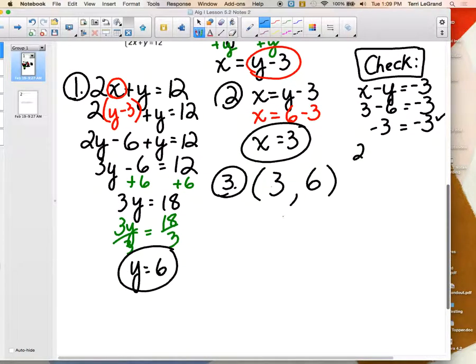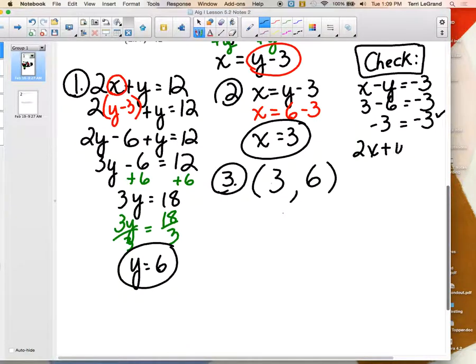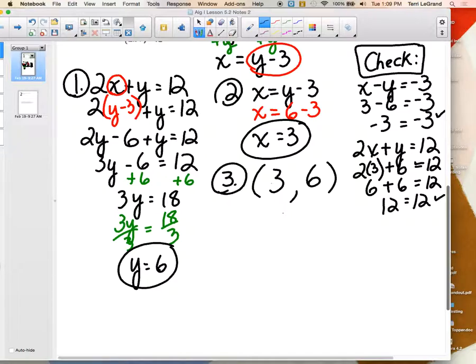So now we're going to do 2x plus y equals 12. We're putting 3 in for our x and 6 in for our y. And we're legitimately going to evaluate down. What is 2 times 3? 6. And so we have 6 plus 6 on that side. 6 plus 6 is 12. And it checks. So we're feeling confident about our answer.